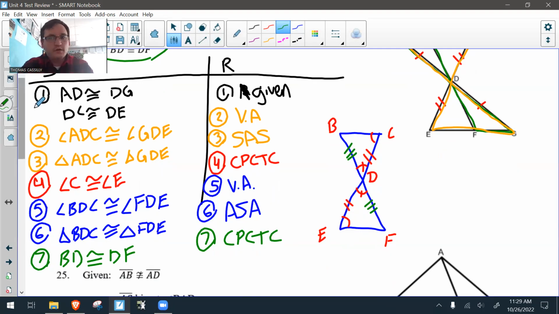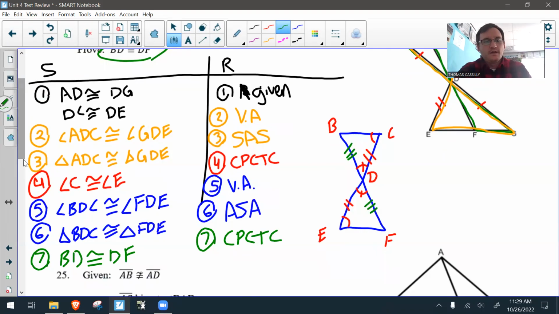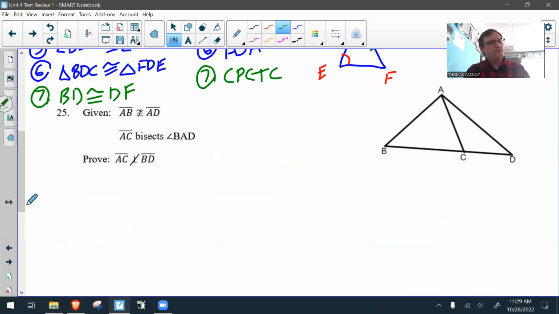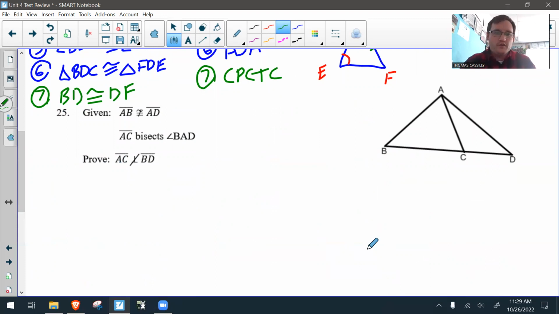So now I got two more proofs for you here. These are proofs by contradiction. We call them indirect proofs. There's a couple different names for them, but notice how we have these little slashes through some of our symbols, right? This first given, AB is not congruent to AD. And then the proof statement, prove AC is not perpendicular to BD.